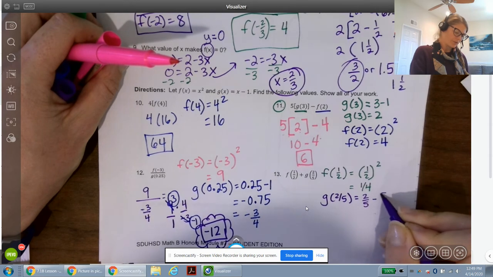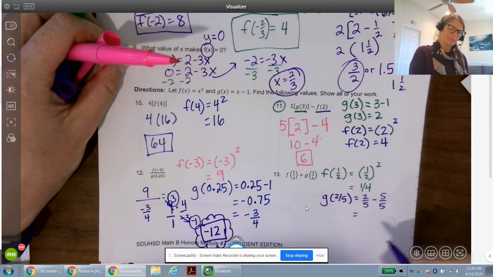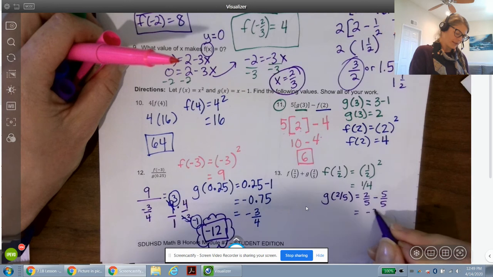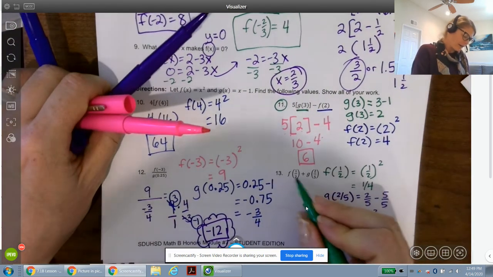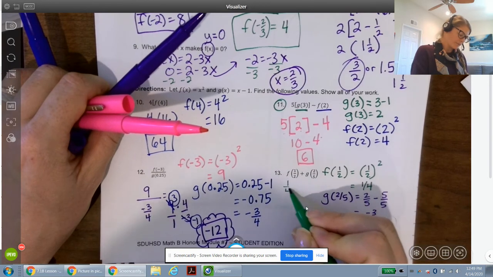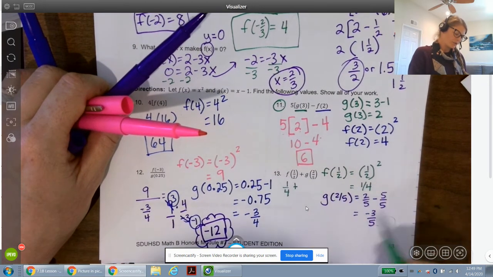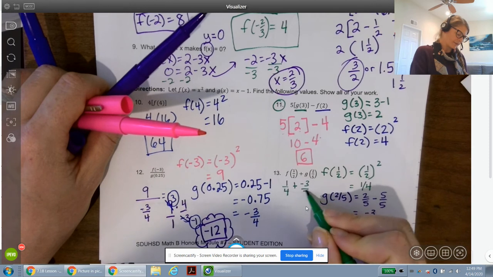2/5 minus 1. I'm just going to write 1 as 5/5 just to help my brain out a little bit. 2 minus 5 is -3, so -3/5. So we have f of 1/2, which is 1/4, plus g of 2/5, which is -3/5.